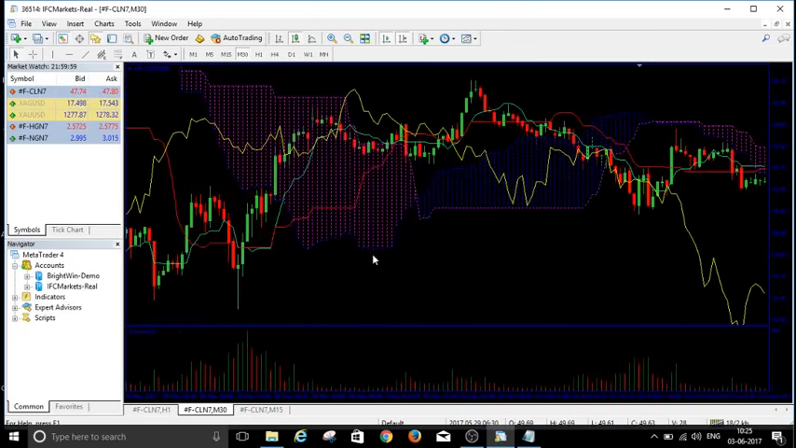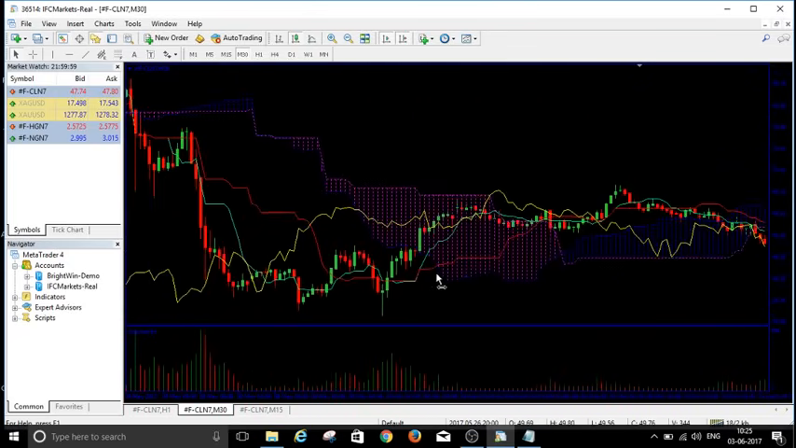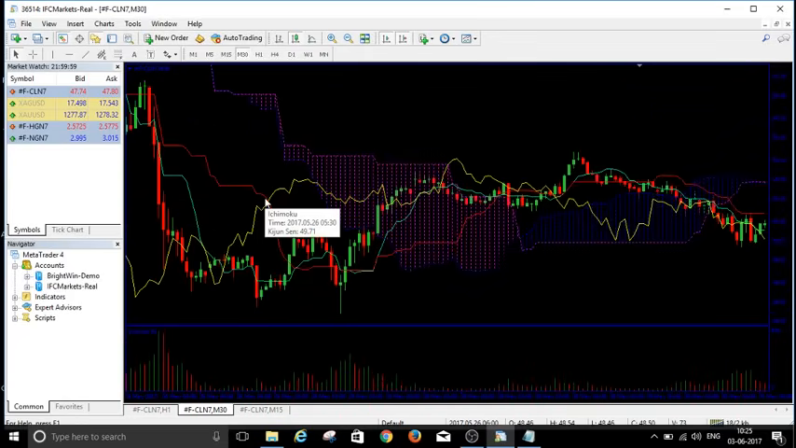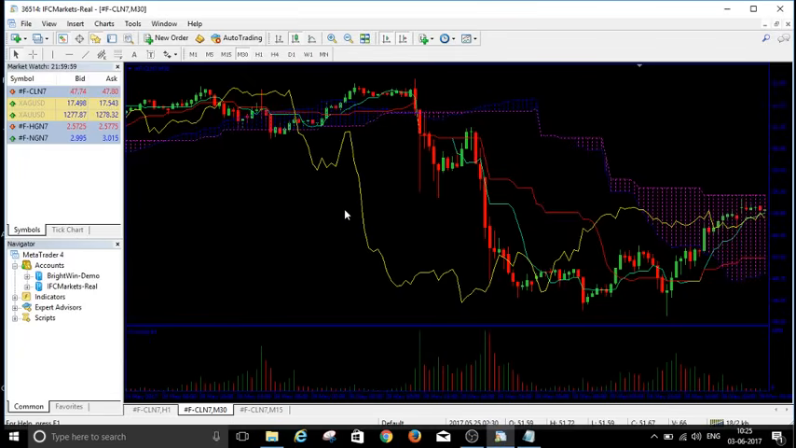See this, when clouds are thin, there are 70% or 90% chances that the cloud will be broken. Okay, so here you saw that the cloud was very thin. It's easily broken and the market fell from here very sharply.